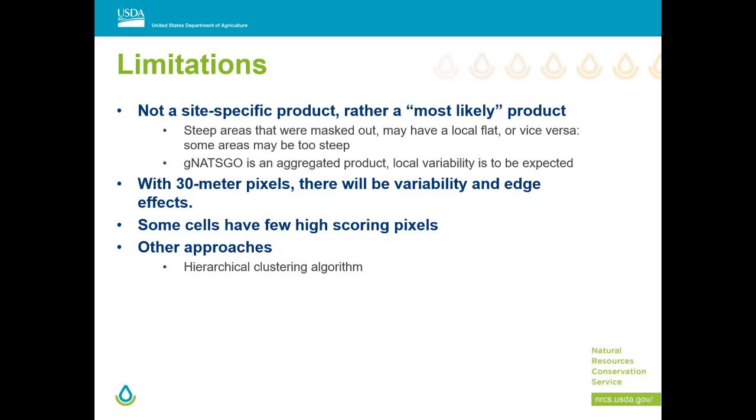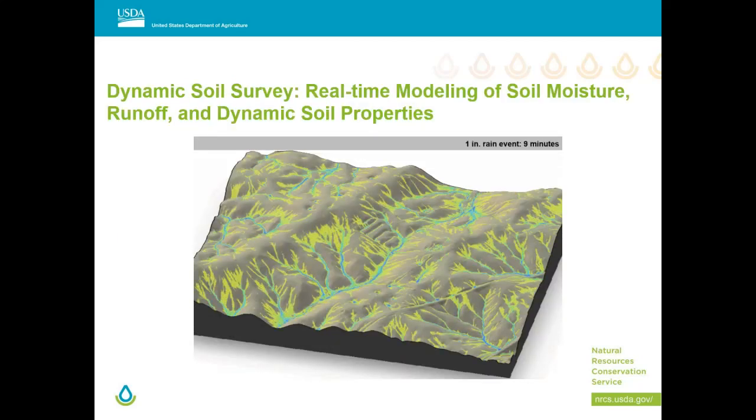Also, with the 30-meter pixels, there's variability and edge effects. And one challenge was that in some cells, there are few high-scoring pixels. That's a result of if you have 15 sites within a watershed, you could potentially have 15 unique soils. Some of them are repeated suites, but if not, you end up getting a pretty low percentage of extent in the watershed. Other approaches could have been considered. Perhaps a hierarchical clustering algorithm would have been an interesting, maybe a more fruitful, approach. But this is the approach we came up with, and it was fairly well received by the Army Corps of Engineers.